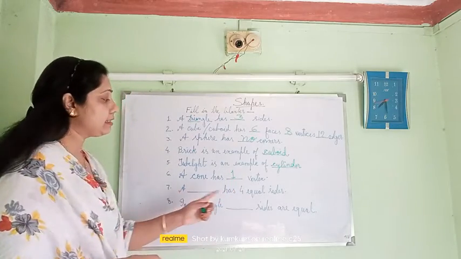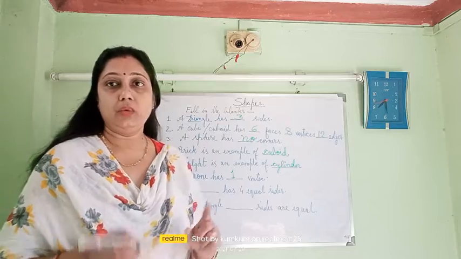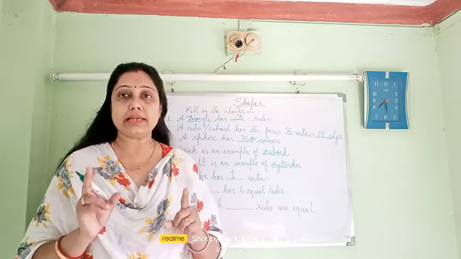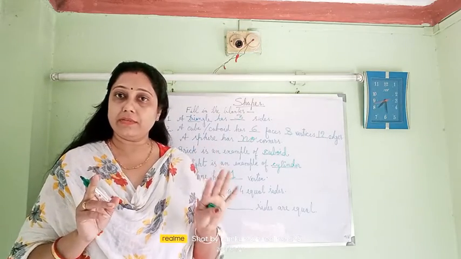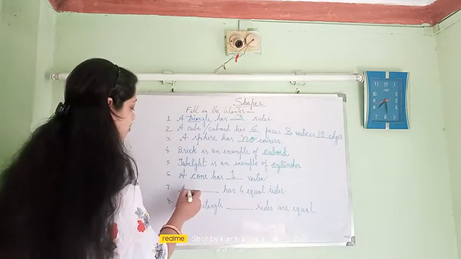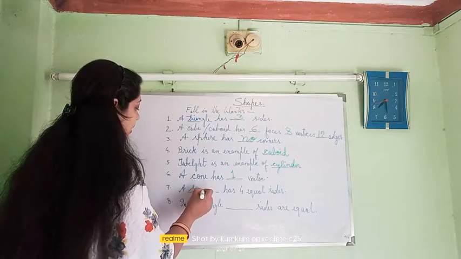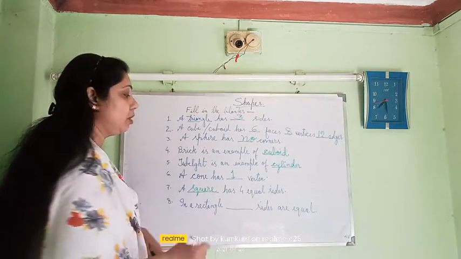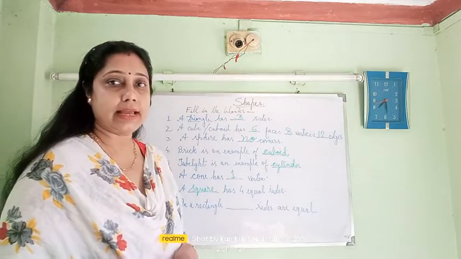Next, a dash has 4 equal sides. Which shape has 4 equal sides? So you are having 4 sides, that means it will be a plane shape. So it is a square. A square has 4 equal sides.